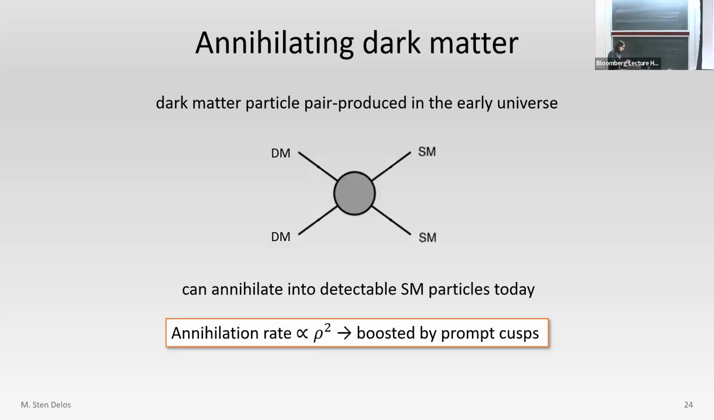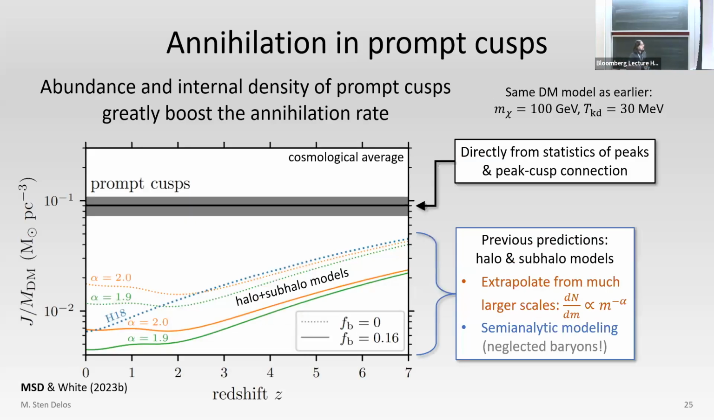It's a 2-body process, so this scales strongly with the density of the dark matter, which means it would be boosted by the high density inside prompt cusps. This is a plot of something proportional to the annihilation rate per mass of dark matter in the cosmological average. Here's the prediction for prompt cusps, and it's about an order of magnitude above previous predictions from halo and subhalo models. This is as a function of redshift.